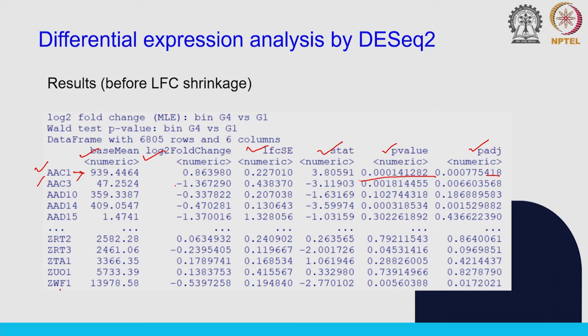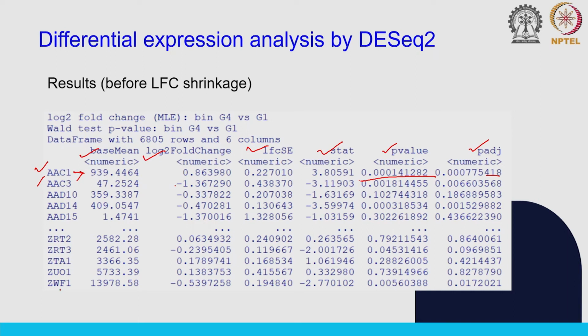A negative number, minus 1.36 for ASC3, would mean that this gene is lowly expressed. So, it shows lower expression in the G4 sample compared to G1. The difference in fold change is about 2 to the power 0.86 in the case of ASC1, and in the case of ASC3 it is 2 to the power minus 1.36. We have to do that because it is log base 2, so we have to take 2 to the power.